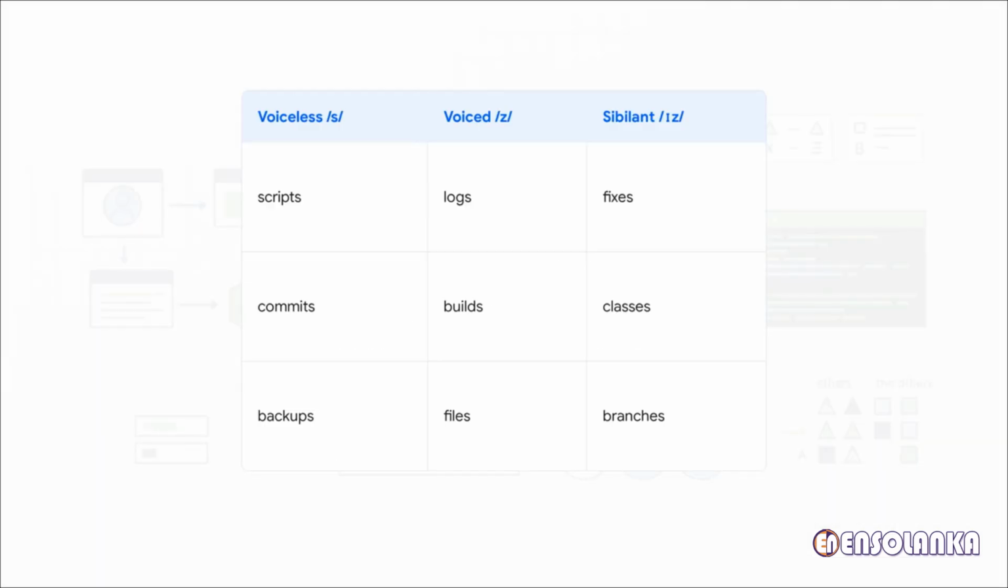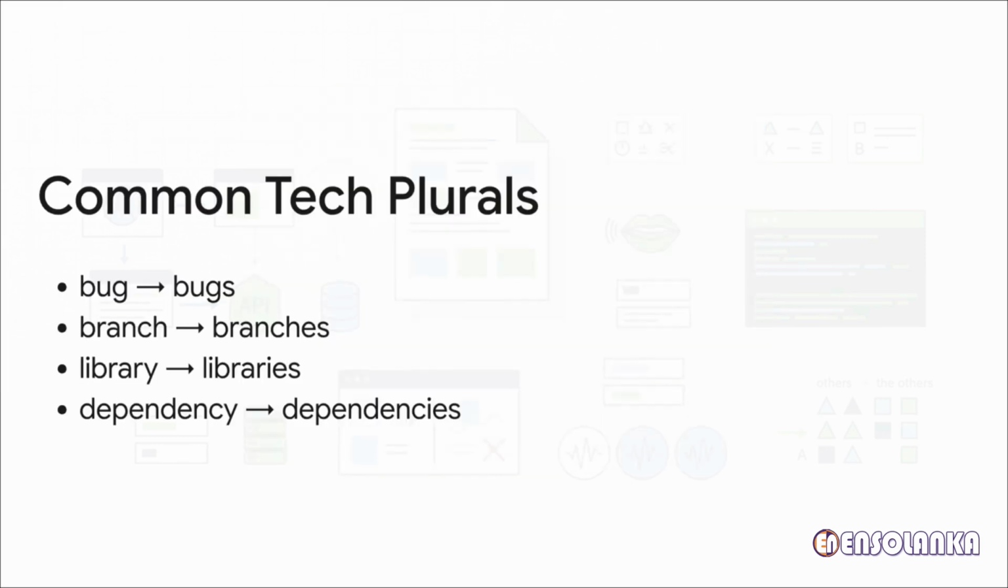Okay, here's a subtle but really powerful tip for sounding clearer in your stand-ups. That S or ES at the end of a plural noun actually has 3 different sounds. It's a soft S sound, like in scripts. It's a buzzy Z sound, like in logs. And it's an IS sound, like in fixes or branches. Honestly, just nailing these sounds makes your update sound so much crisper and easier to understand, especially if you're on a noisy conference call. So let's see this in action with words we use every single day.